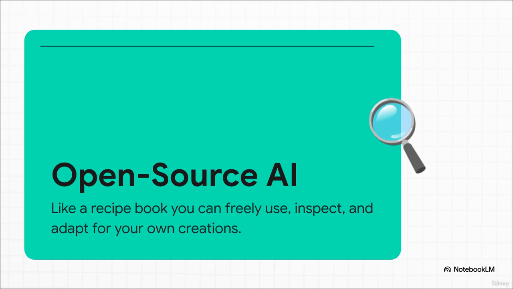But in the open source world, the baker hands you the entire recipe book. You can see every single ingredient. You can decide to use less sugar, maybe add some cinnamon. You can even create a completely new flavor. That is the power of open source AI. It's all about total transparency and the freedom to make it your own.